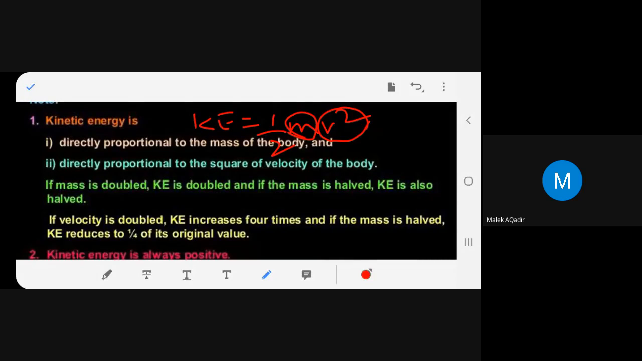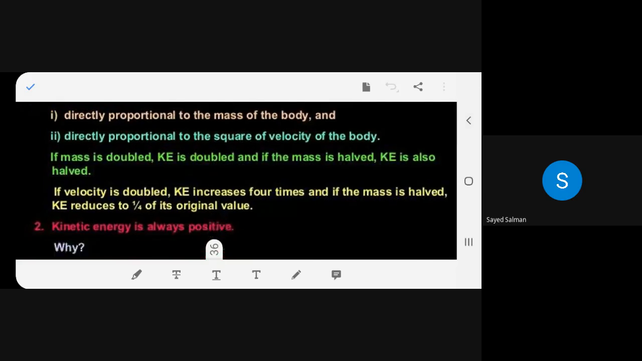Fine. Now if I make this mass double, kinetic energy will also increase. And if the mass is halved, I make it half, 50%, kinetic energy also will become 50%. Whatever changes we make in mass or velocity, the same thing you will observe in kinetic energy because it is directly related.